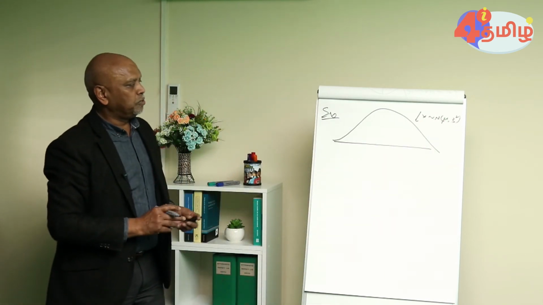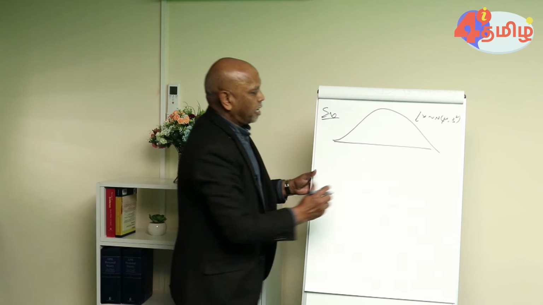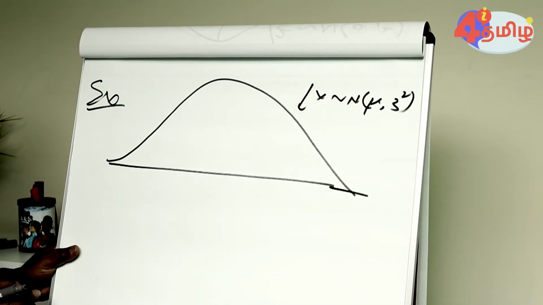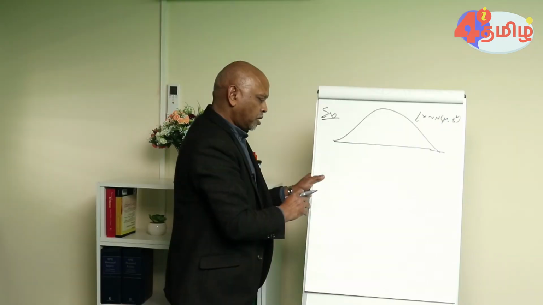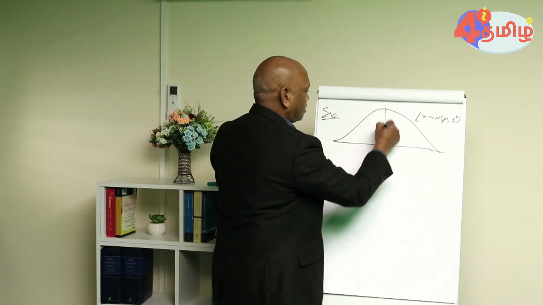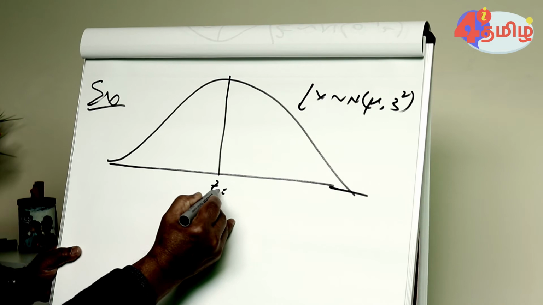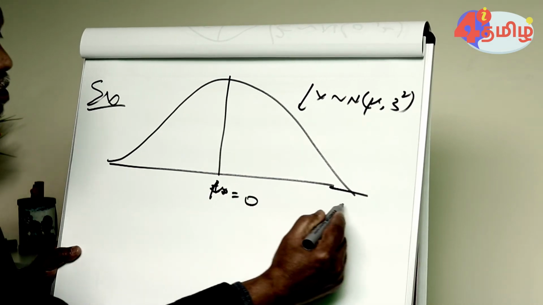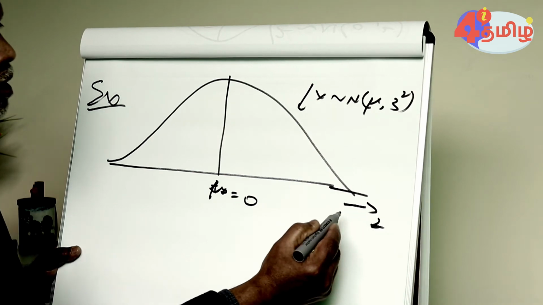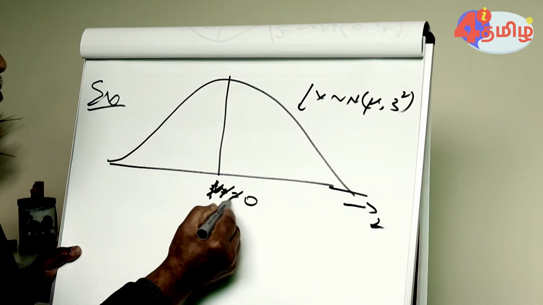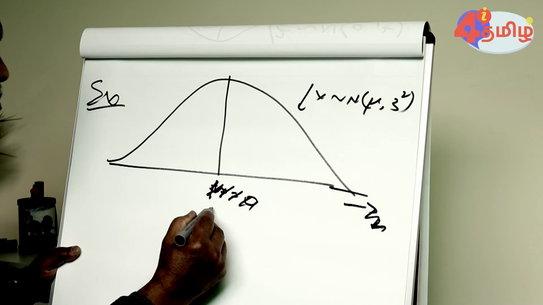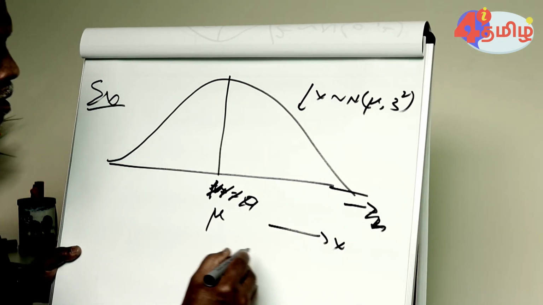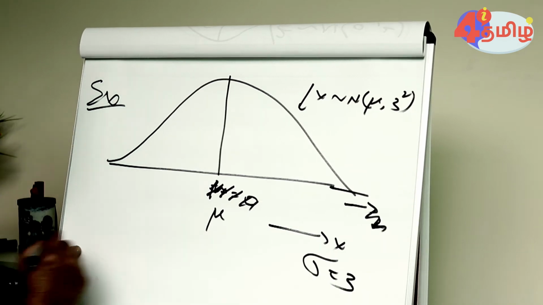As I said, when you use a calculator, you cannot use it with this unknown value. So you need to do it with the standard normal distribution. This is Z, with mu equal to 0. Let me write it X again. So this is mu, this is X, and the standard deviation is 3. Right?